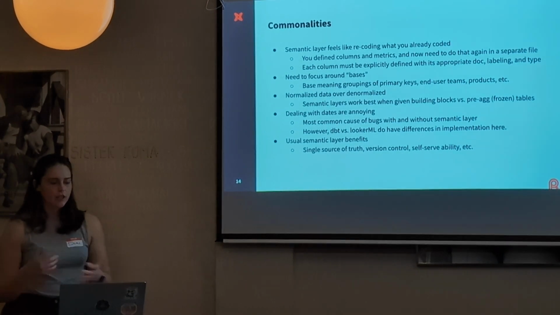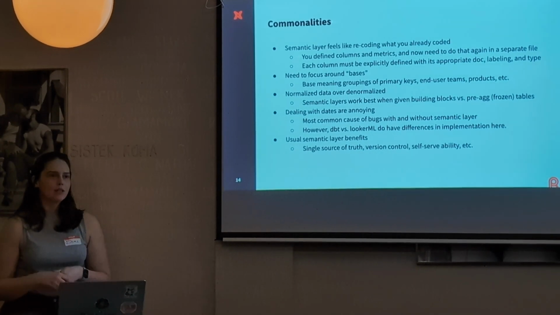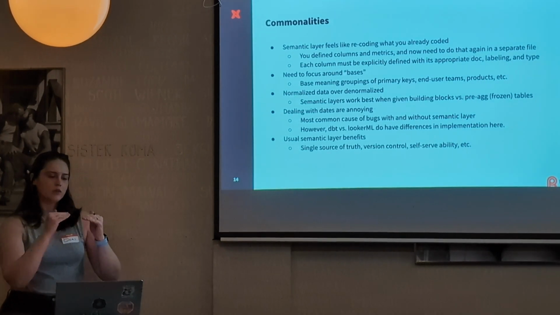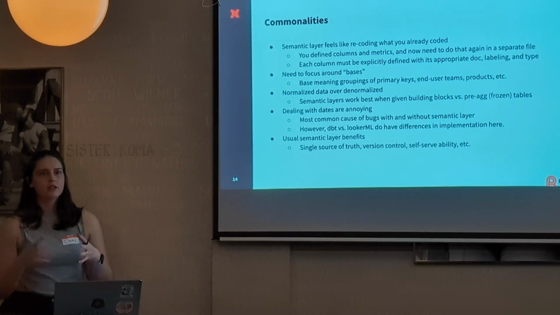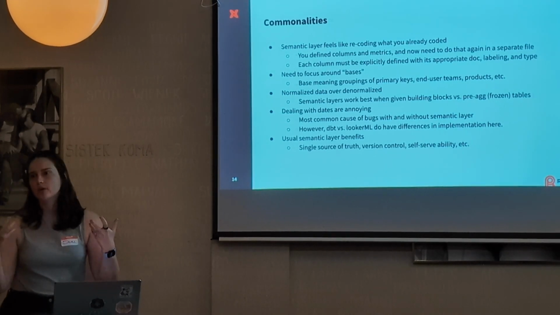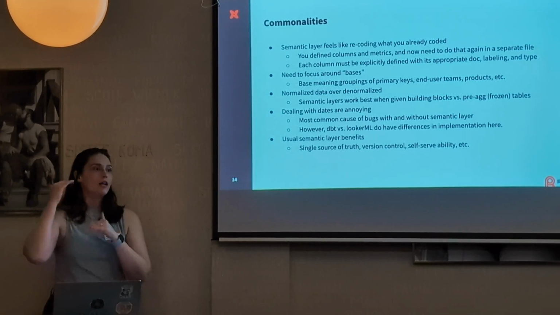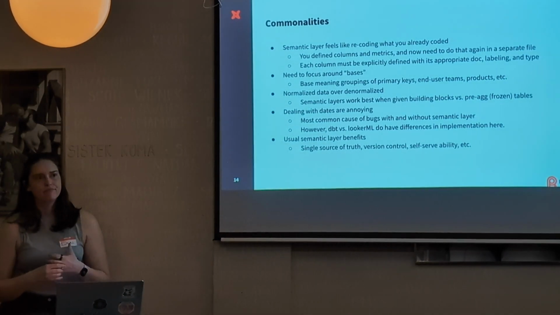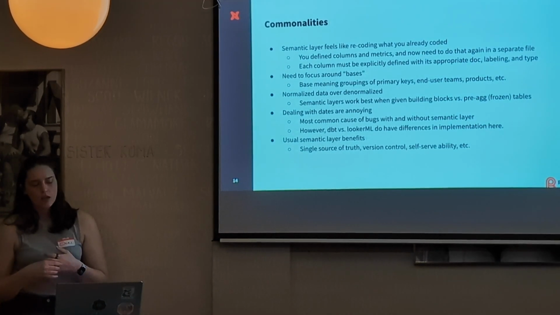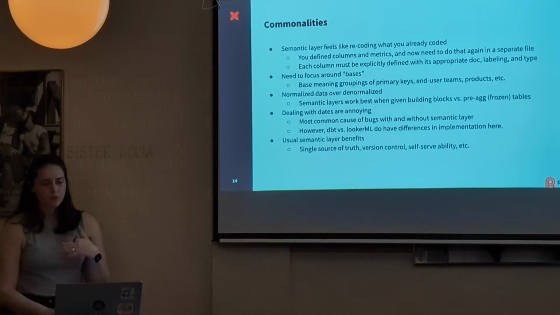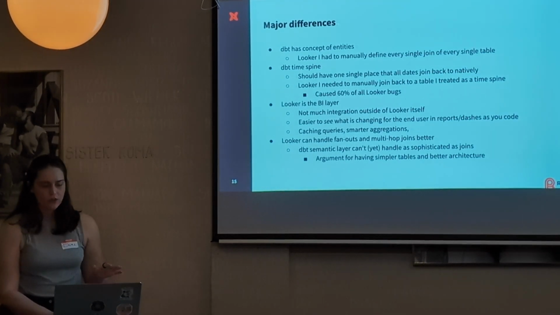You're going to normalize your data over denormalize. Normalization means you're just going to have a bunch of rows with the lowest building block you can have, because we're going to rely on the layer to do the aggregations and the joins versus us predefining that in hard tables. Dealing with dates is always annoying. The semantic layer doesn't fix that. And then you get all the usual benefits of a semantic layer that we've already talked about. I'm going to breeze over this one.